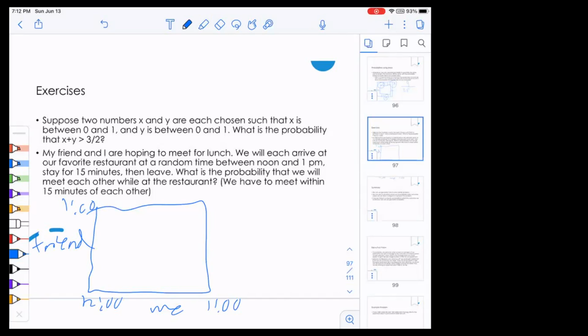This part might seem confusing at first, but we have to try some examples. So we could say that if I arrive at 12, my friend has to arrive between 12 and 12:15 and stuff like that. So we can basically just draw the two lines to look like this. And basically this is 15 minutes long. So we can calculate the area of this, and the probability that we will meet is 7 out of 16.